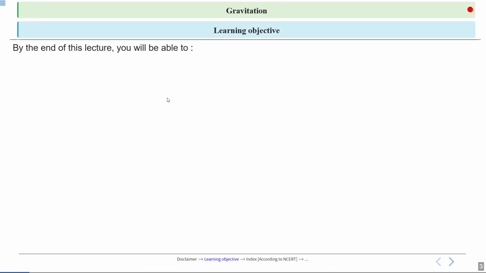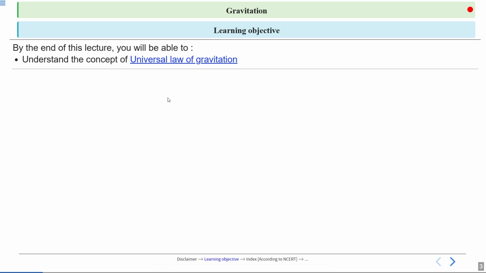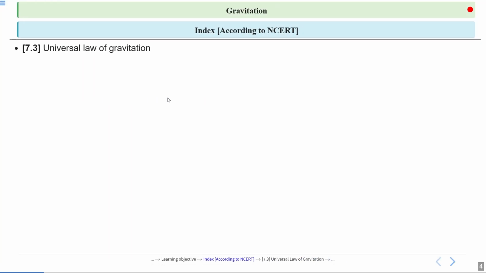Learning objective. So students, by the end of this lecture you will have a solid understanding of what we will cover today. So the concept is universal law of gravitation. In today's lecture we will cover first 7.3 universal law of gravitation. After that we will cover example 7.2.